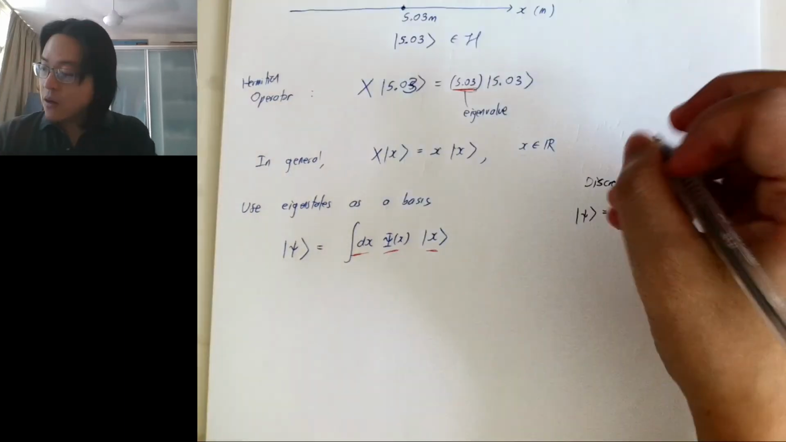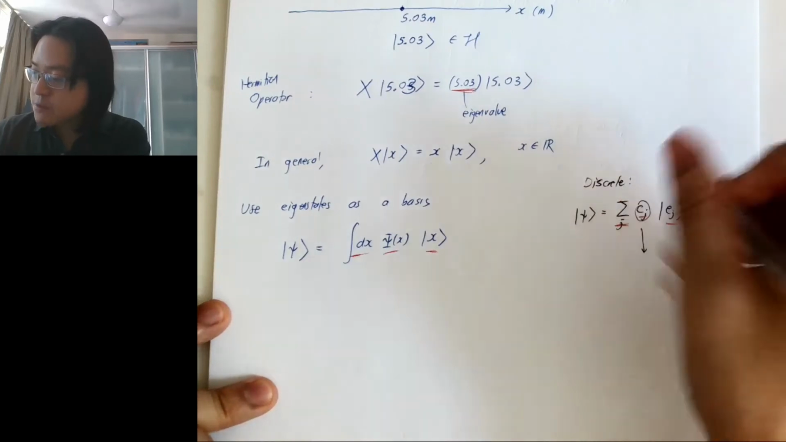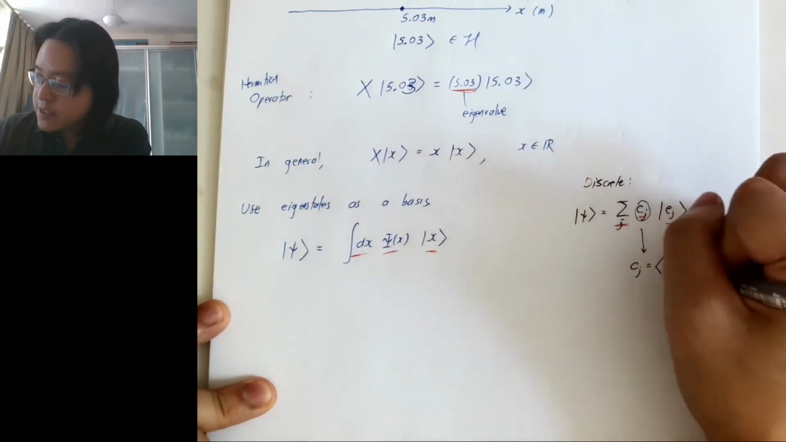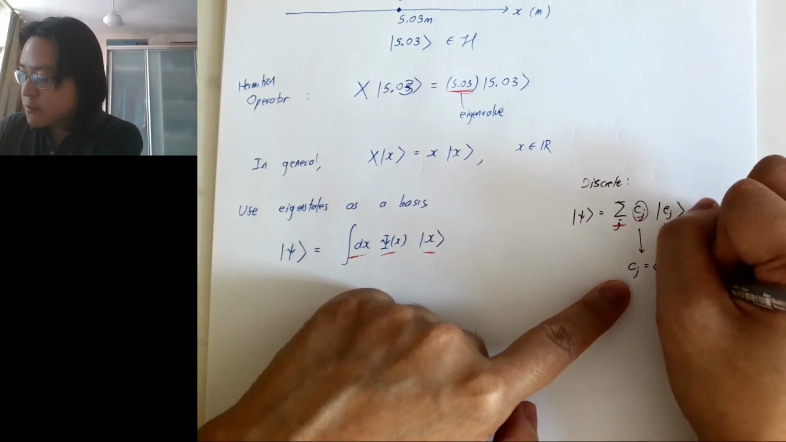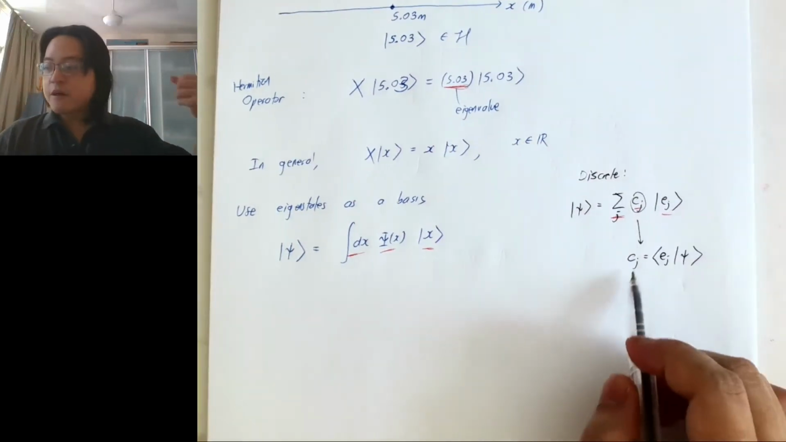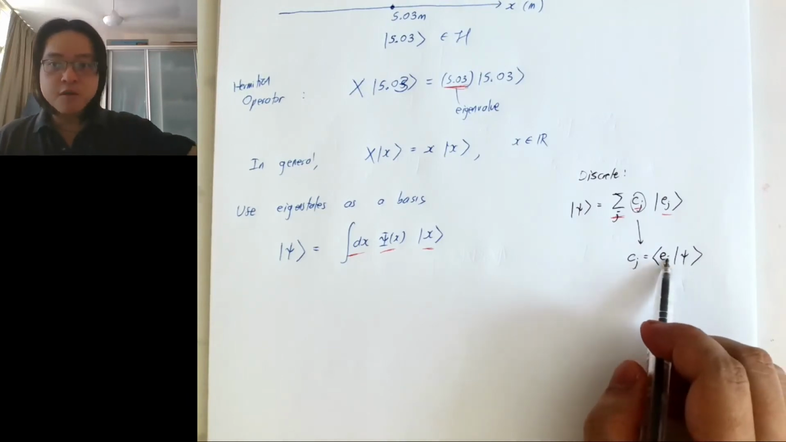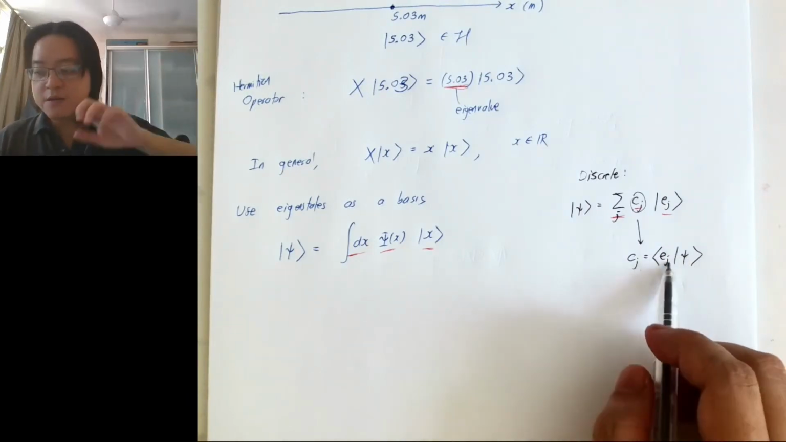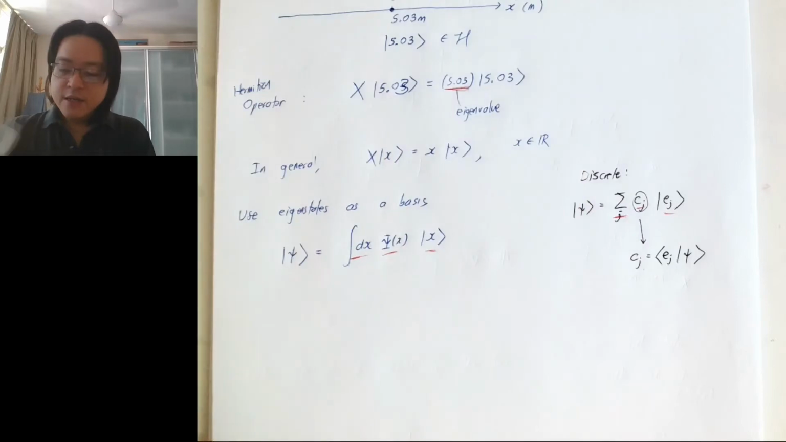In order to determine the coefficients, what did we do last time? For any Cj, I just close this state with the corresponding j. If I want to find C1, I close it with state 1. If I want to find C2, I close it with state 2. Okay, so that was the discrete basis.